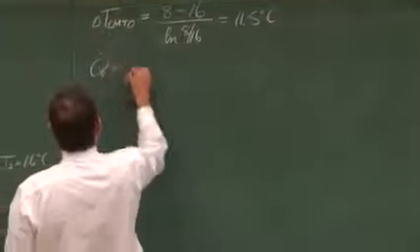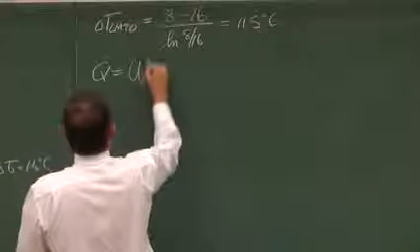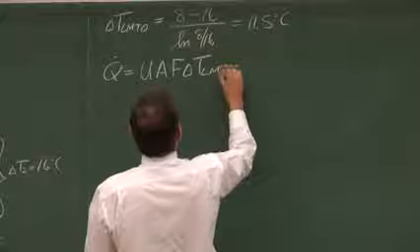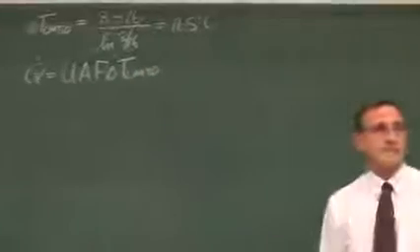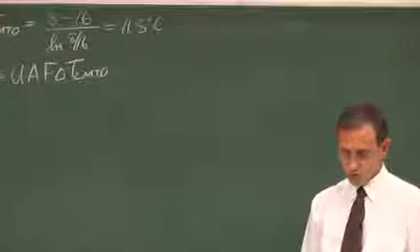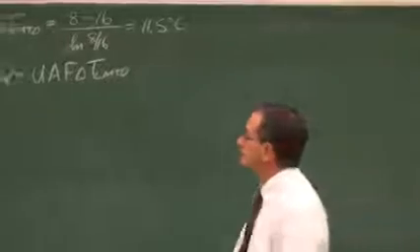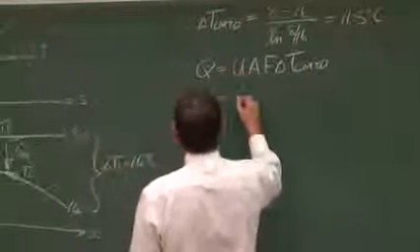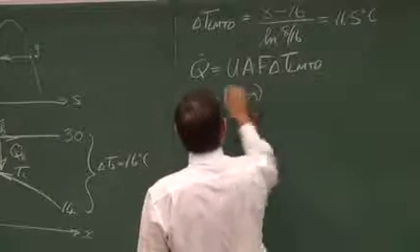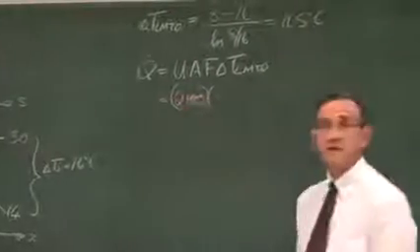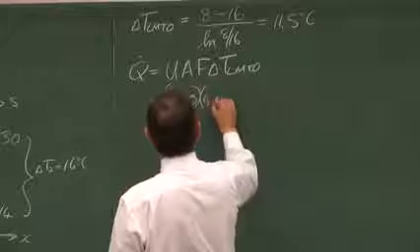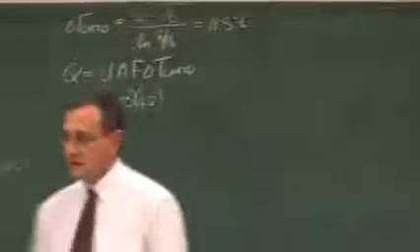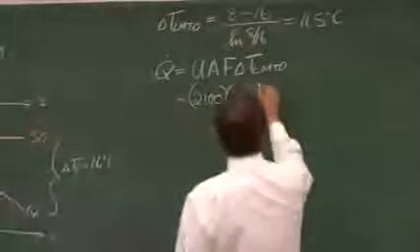Okay. Now we can calculate the heat transfer rate. It's equal to UA multiplied by F LMTD. The overall heat transfer coefficient is given as 2,100. The surface area is given as 45 square meters. Okay. F is equal to 1, the correction factor.